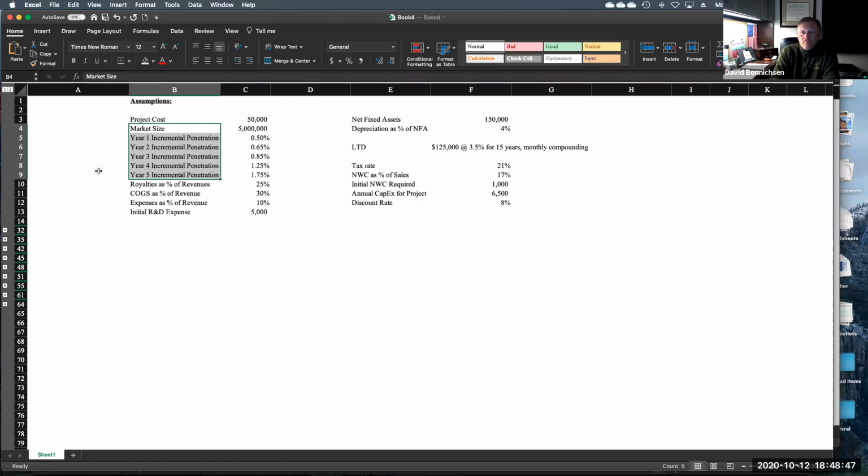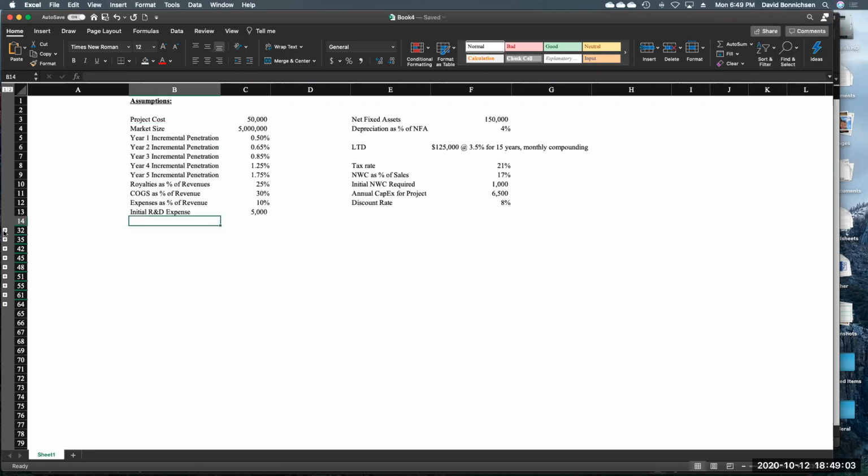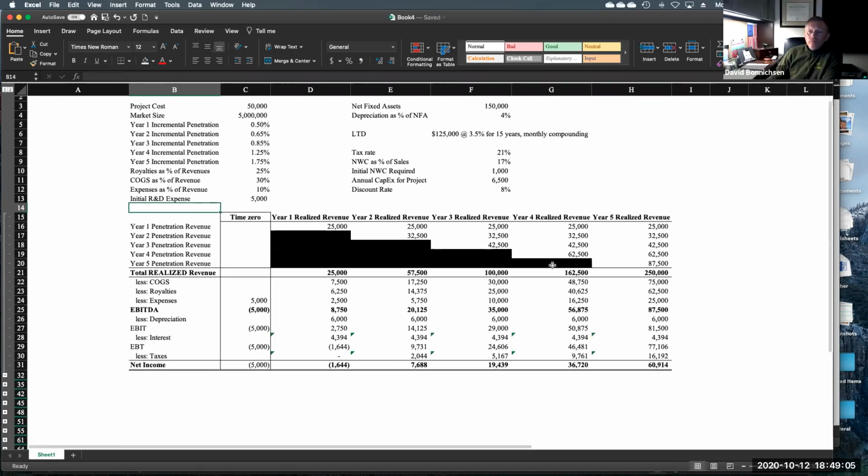Any ideas? What's the very first line item on the income statement? Revenue. We've got to calculate what revenue is for those 5 years, right? So let's do it. All right.